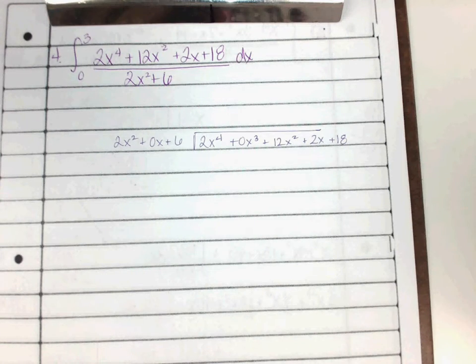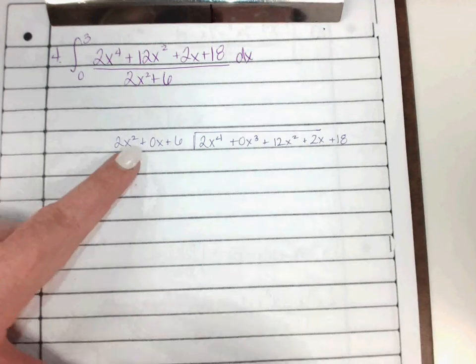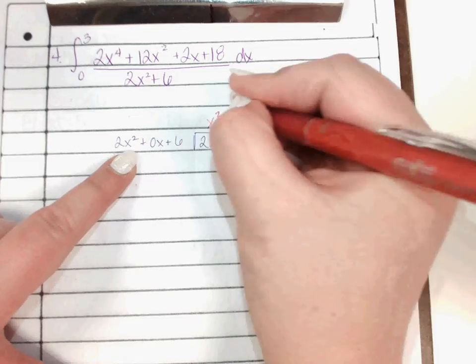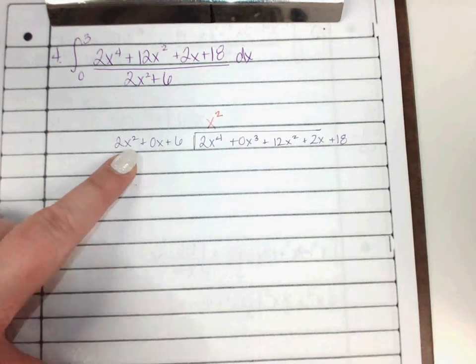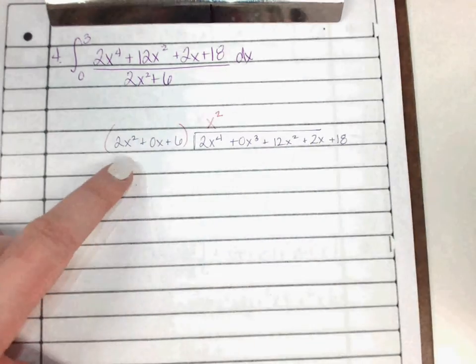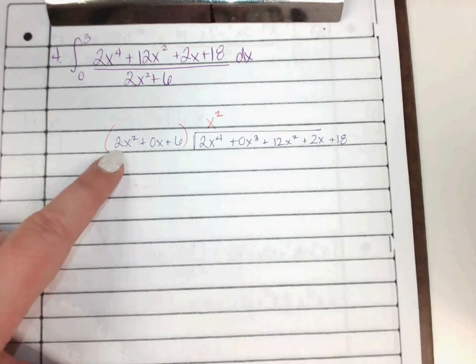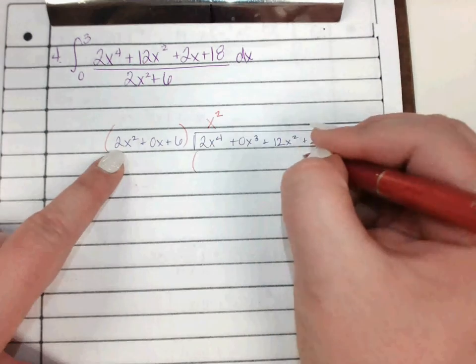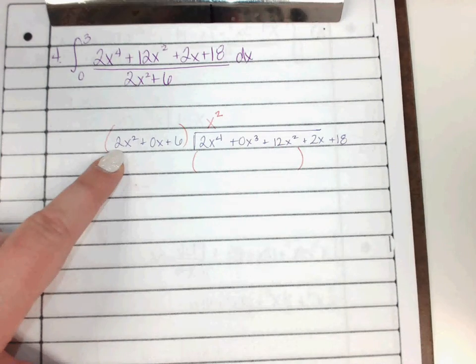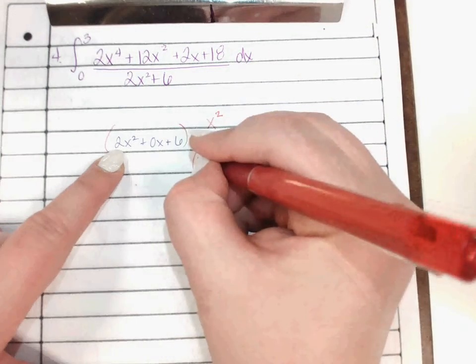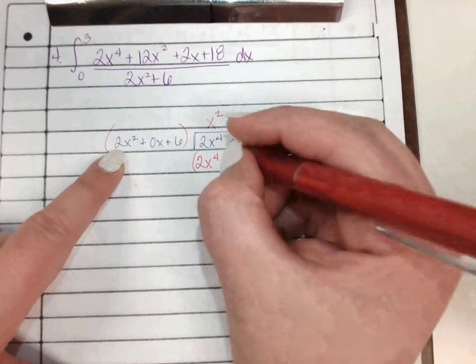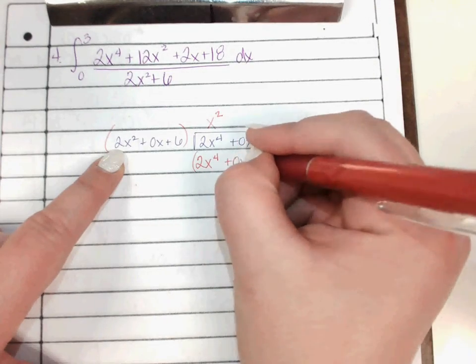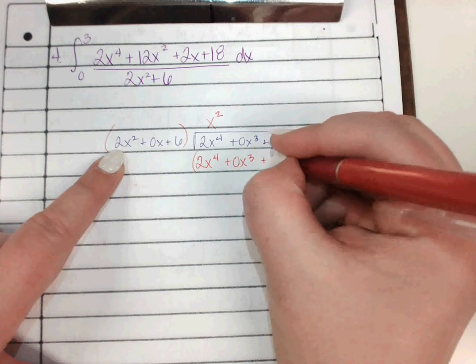Okay? So what will I multiply x squared by to get a 2x^4? You said x squared. Okay. So I need just an x squared. I don't need a 2 because I already have the 2 here. Now remember, you need to line it up under the first 3 terms. So 2x squared times x squared is 2x^4. 0 times 2x is 0x cubed. 6 times x squared is 6x squared.